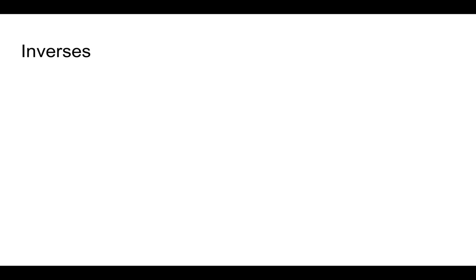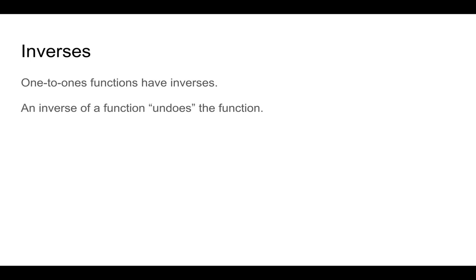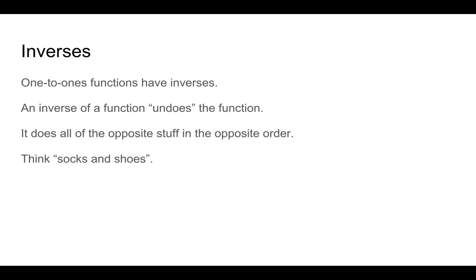Okay, inverses. This is what we're trying to build to. One-to-one functions have inverses. They can be undone. A one-to-one function has a buddy function called its inverse that undoes everything it does. That's what an inverse does. It undoes the function. It does all the opposite stuff in the opposite order.